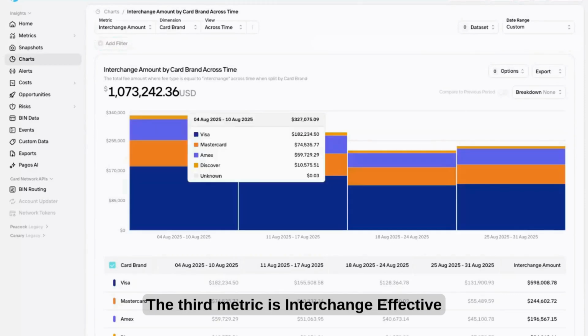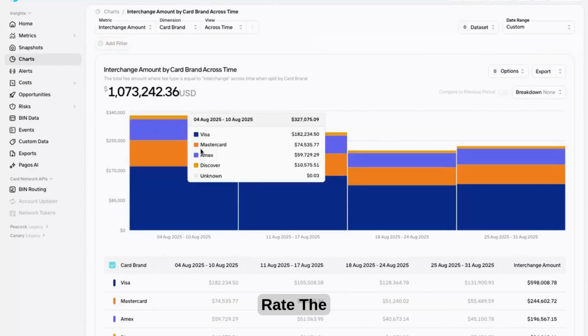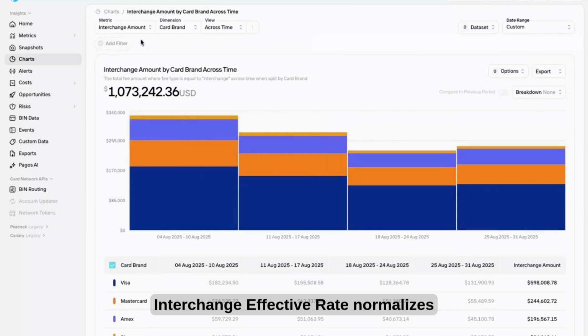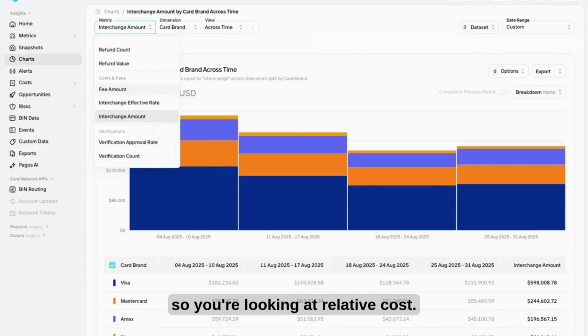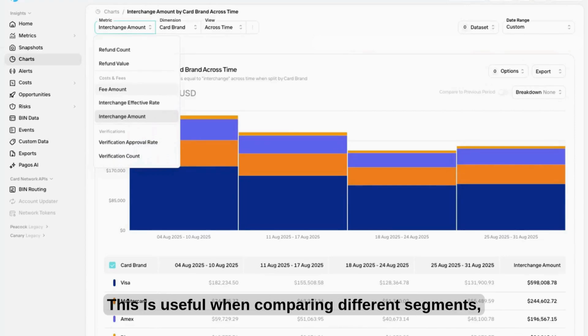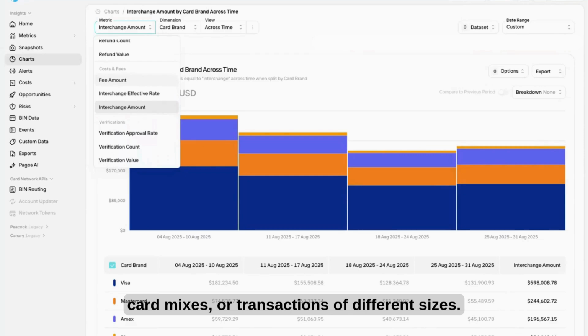The third metric is interchange effective rate. Interchange effective rate normalizes interchange by transaction amount, so you're looking at relative cost. This is useful when comparing different segments, card mixes, or transactions of different sizes.